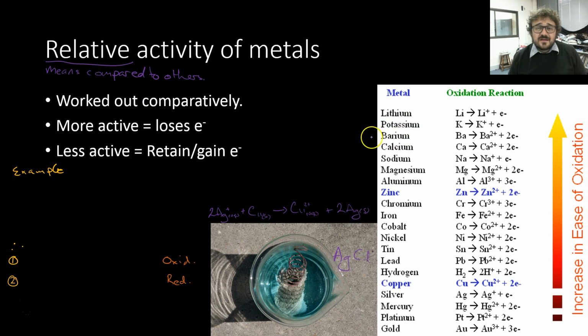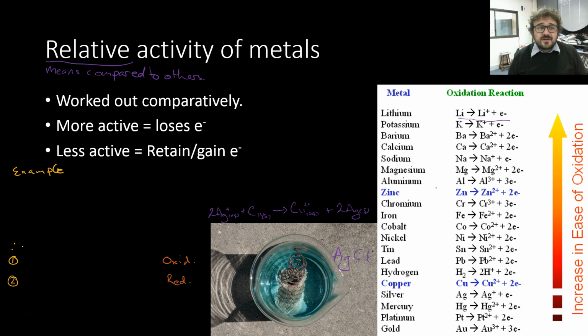And this is our list. Now, this is not a list that you ever need to remember. What you need to remember is how to work out the reactivity from this list when you're given it. Alright, so this is our list of reactivity. Increase in ease of oxidation. What that actually means is it is more likely to be oxidized. Okay, so it's more likely to react in this fashion here. It is more likely to be oxidized at lithium than it is at gold down the bottom. So this is our ease of activity.